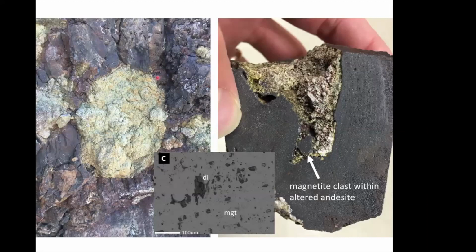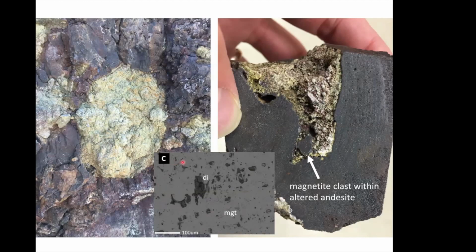When you look at them up close, on the left-hand side is a field photograph about the size of my hand. And then on the right, you can see my fingers for scale. This is one of those samples that has been cut open. And what I want to highlight here is the vesicular nature of the interface between the magnetite and the andesite enclave. And then within the andesite enclave, there are also magnetite clasts. So it's not that you have pure andesite and pure magnetite. You can see that there's intermixing where we've got these magnetite clasts within the altered andesite.